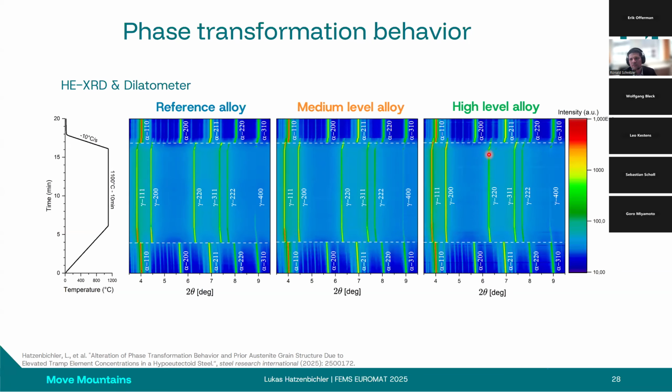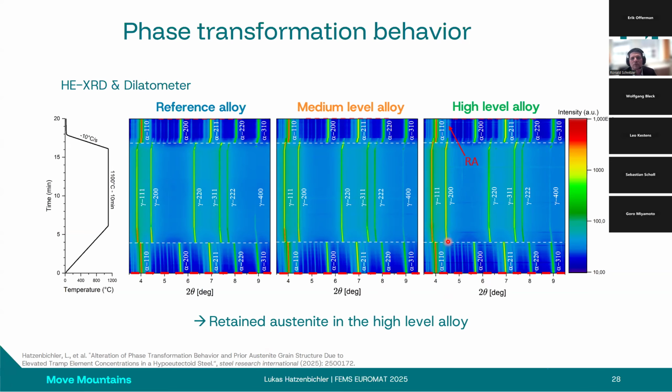And then when you have the medium or high level tramp element contents alloy, what you can see here, I hope you can see it, it's hard to see here, you have still austenite peaks available after cooling down. So that means retained austenite in the high level alloy is increasing.